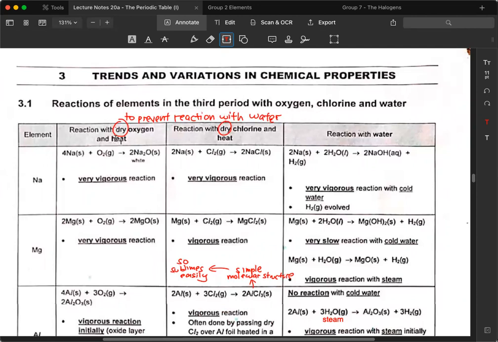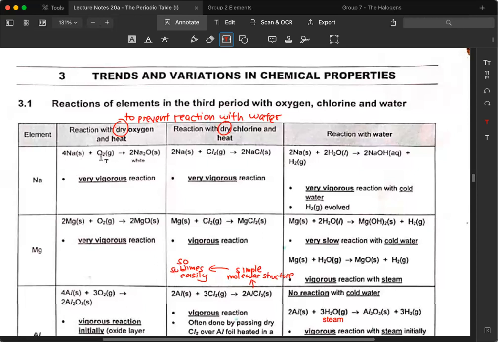The reason this needs to be dry is because we do not want the element itself to react with water, as the elements are capable of doing so. We just want the element to react with the oxygen and chlorine gas and not water. So the condition has to be dry, anhydrous in a way, with no water present to prevent reaction of the metal with the water.